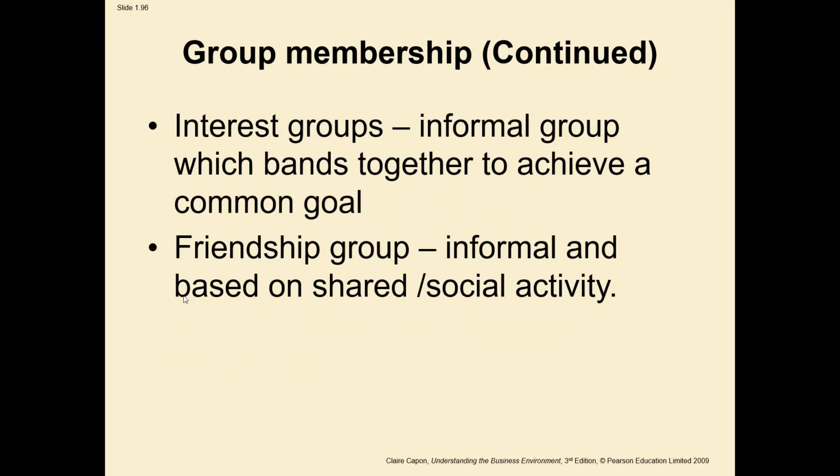Okay, interest groups are informal groups that band together to achieve a common goal, like your local tidy towns group or your local community charity. They could also exist within a group like a sports and social club. They could also be based along the lines of quality control or dealing with a particular matter or issue that has come up. Friendship groups are informal, based on shared social activities, shared sports and social club to an extent.